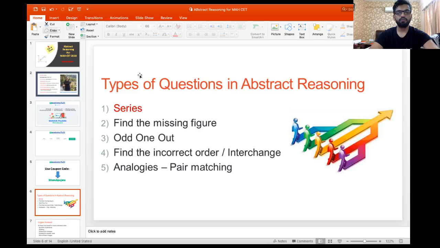Okay, so discussing these kinds of questions: abstract reasoning, series, then find the missing figure. We were discussing most of the questions are based on figures and diagrams. Then odd one out, again, figures will be given. You'll have to figure out which one doesn't fit the sequence. Then find the incorrect order, interchange the order, and then analogies, pair matching.